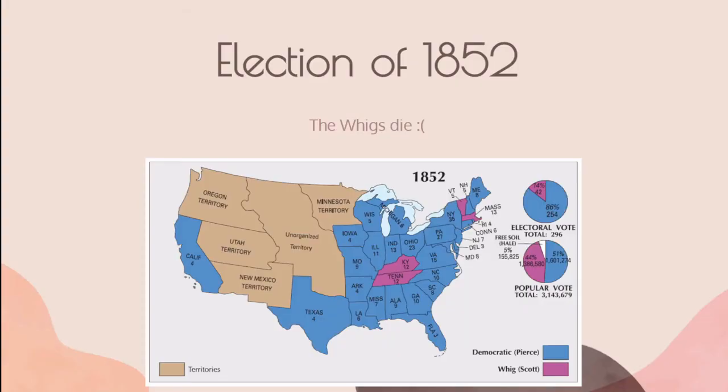And then we have the election of 52, not that long after. The Whigs die in this one, that's the main significance of it. We see a little map here. Popular vote is generally almost equal between Pierce and Scott, but electoral vote, 86%, that is not good, so this is the last election that the Whigs will run in.